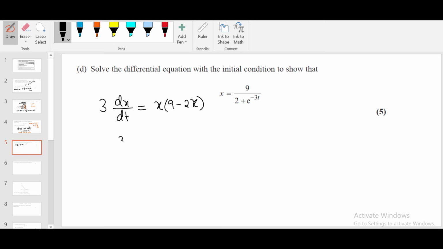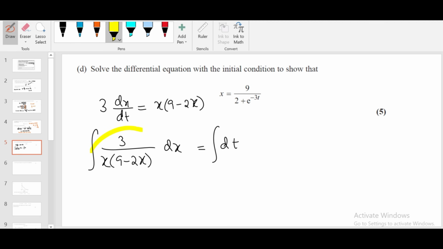So you can put this x times 9 minus 2x here, dx is equal to, push the dt to the other side, and then you integrate both sides. How do we integrate this? Using partial fraction. So we are going to use the result from the previous part.